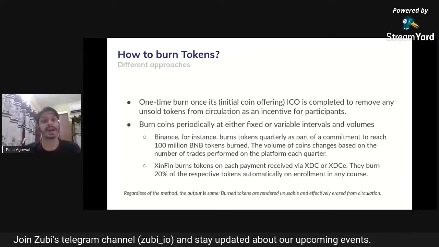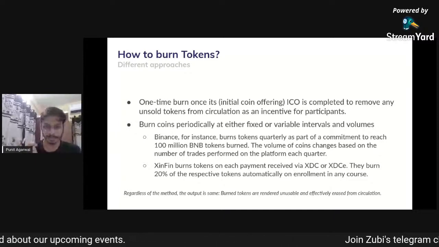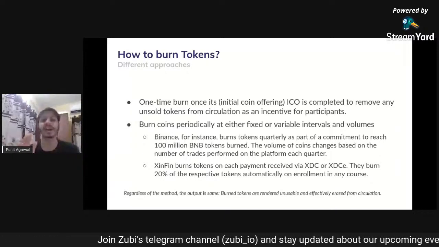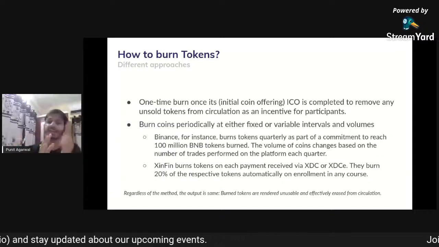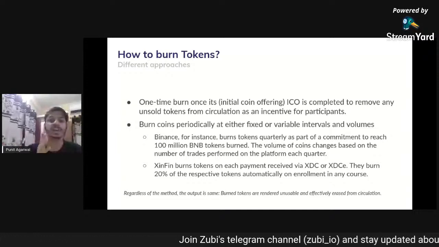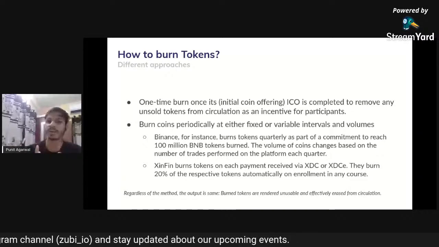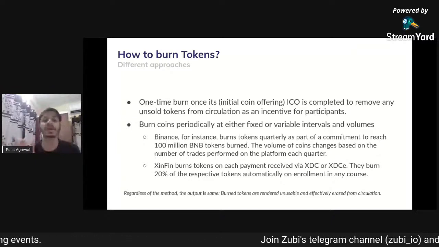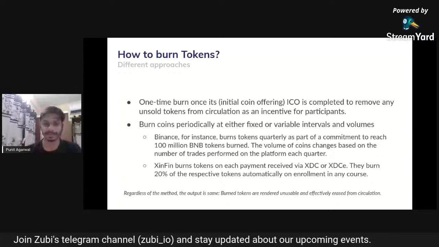So for example, Binance, which is a very popular exchange, has its token BNB. They burn their tokens quarterly as part of the commitment to reach 100 million BNB tokens burned. So they have started an initiative wherein they'll burn 100 million Binance tokens, and for this, after every quarter, they burn a few tokens. The volume of coins they burn changes based on the number of trades performed on the platform each quarter.